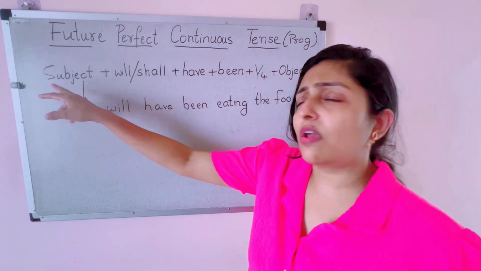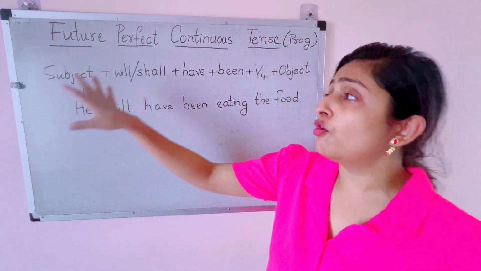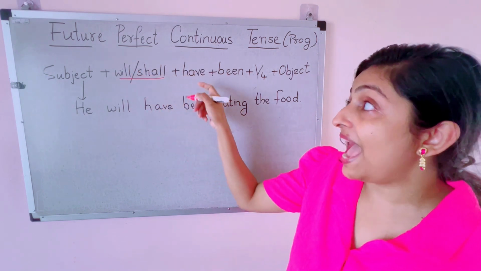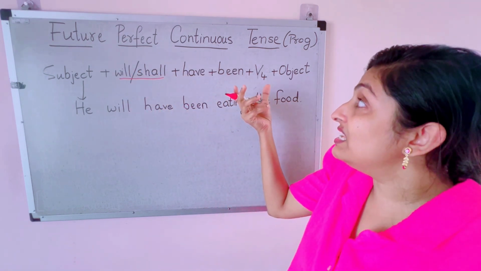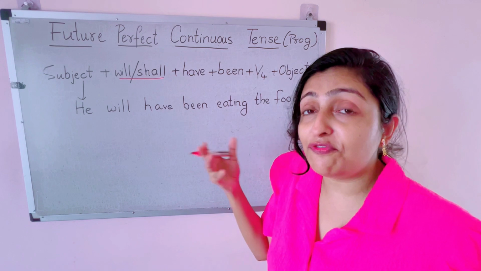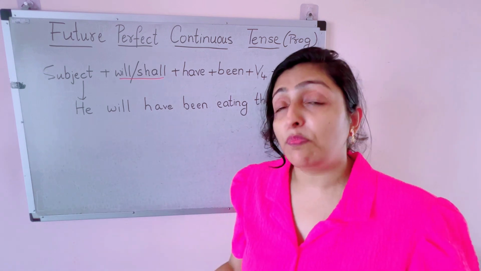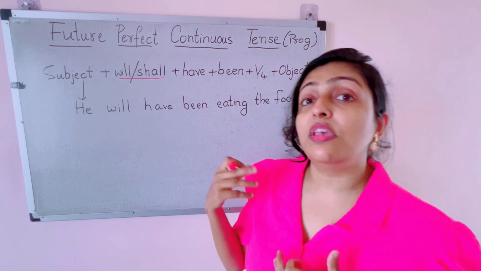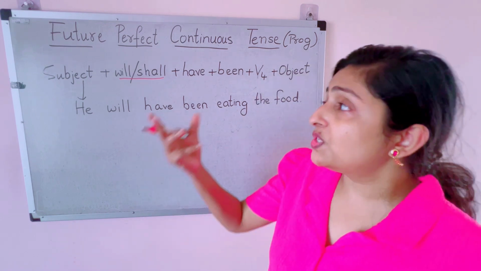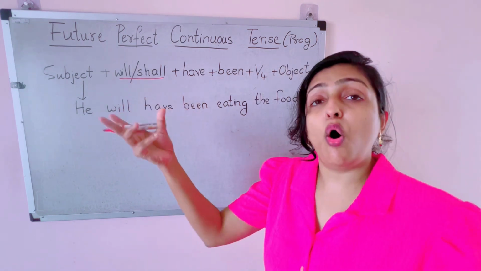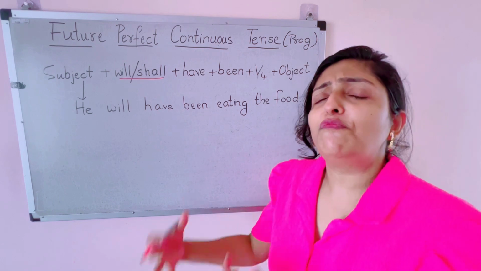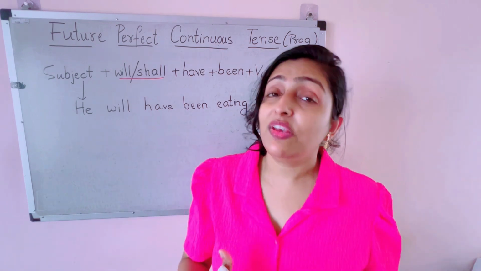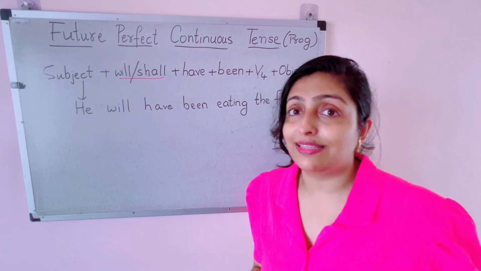Okay, first comes the subject, followed by will or shall. Next is have, then been, then V4. V4 is the present participle of the verb, the ing form, and then comes the object. We use one from will or shall. Where to use will or shall has been explained in other previous sessions of future tenses.